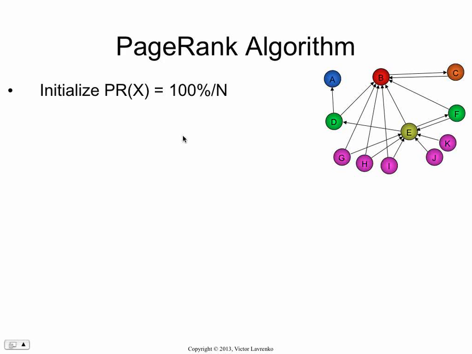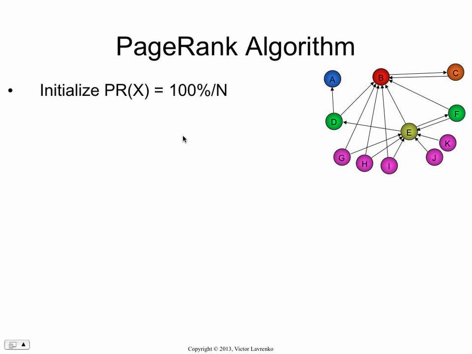You're going to start by initializing the PageRank of every node to a constant. You take 1 over n, where n is the number of nodes in the graph, and that's your initial PageRank for the node. So initially, every node in the graph gets exactly the same PageRank, and the PageRank adds up to 1.